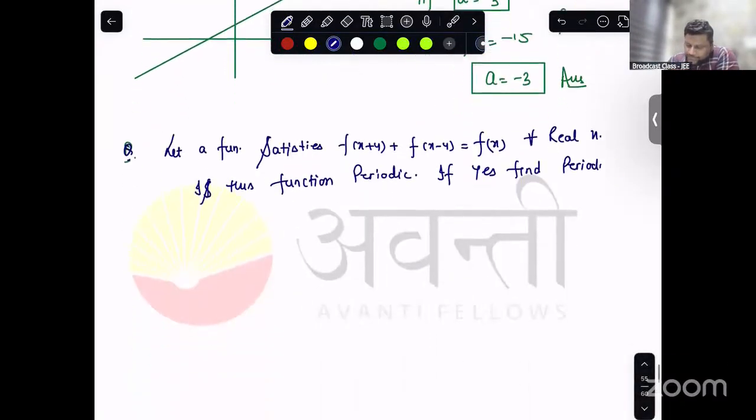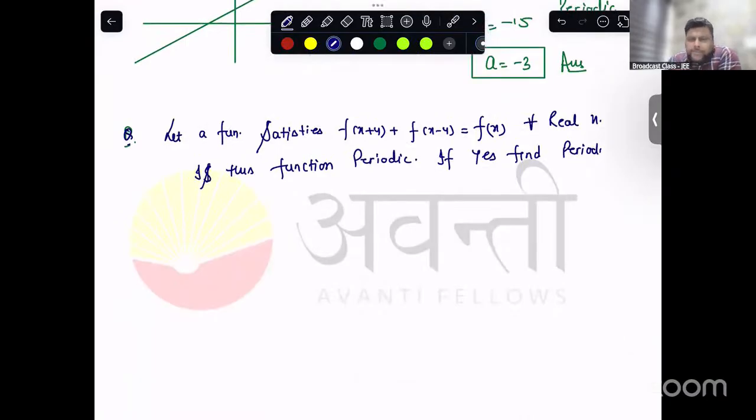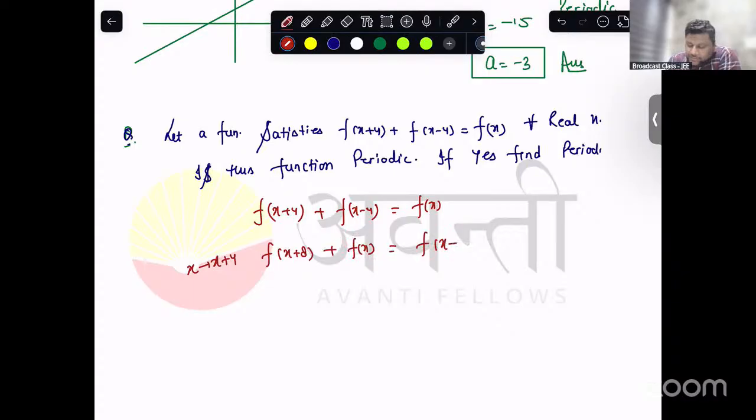Now see, how do we approach these kind of questions? The given functional equation is f of x plus 4 plus f of x minus 4 is equal to f of x. Do one thing, replace x by x plus 4. So it becomes f of x plus 8 plus f of x is equal to f of x plus 4.